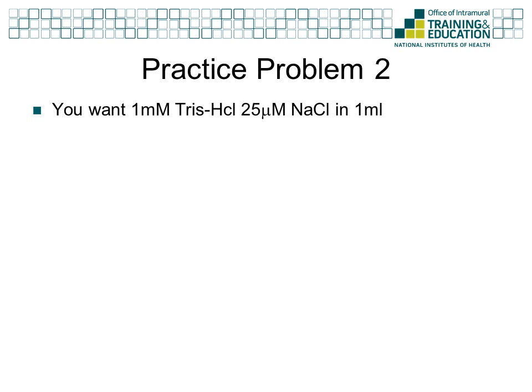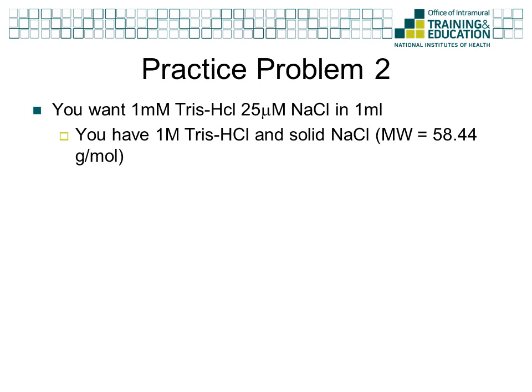Okay, same compounds, but we are going to change the concentrations of each and the total volume. Now, what we want for a final solution is 1 millimolar tris HCl, 25 micromolar NaCl, and a total volume of 1 milliliter. What you have to start with is a 1 molar stock solution of tris HCl and solid NaCl with a molecular weight of 58.44 grams per mole. So, work the numbers to find out how much of each compound you will need to make the solution that you want.